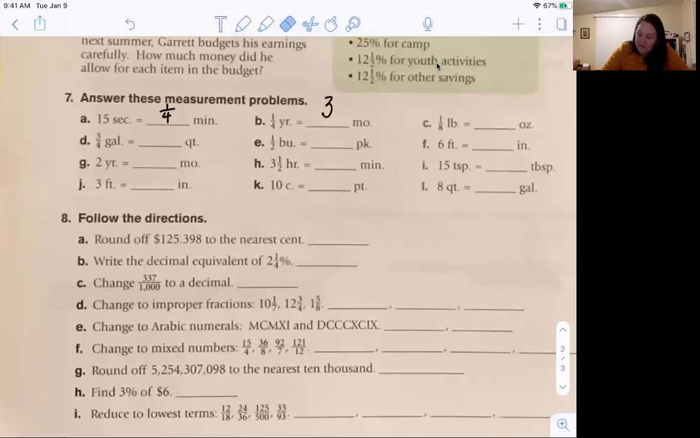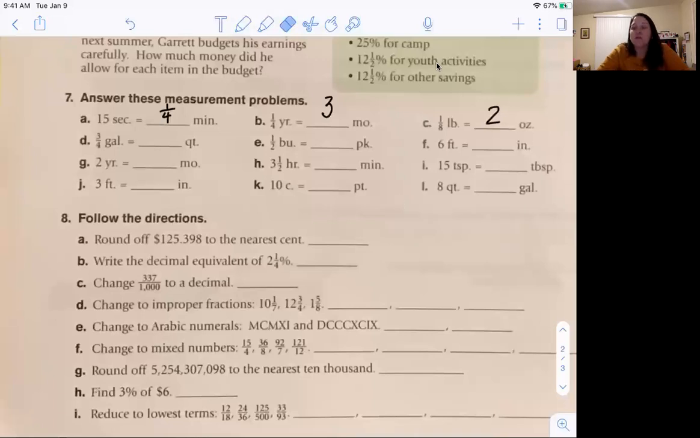Okay. Letter C, I have 1/8 of a pound is how many ounces? Well, what do you think we need to know first? How many ounces are in a pound? 16 ounces in a pound. And if we have 1/8 of the 16 ounces, "of" means multiply. Multiplying by 1/8 is the same thing as dividing by 8. Good, so 16 divided by 8 is 2. 1/8 of a pound is 2 ounces.